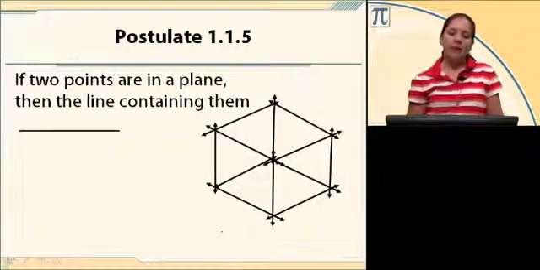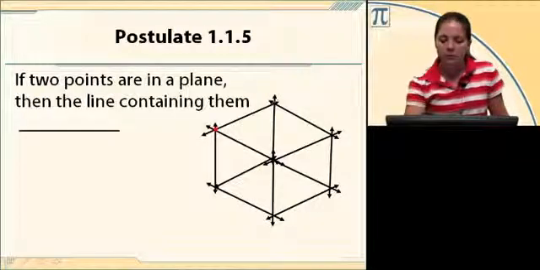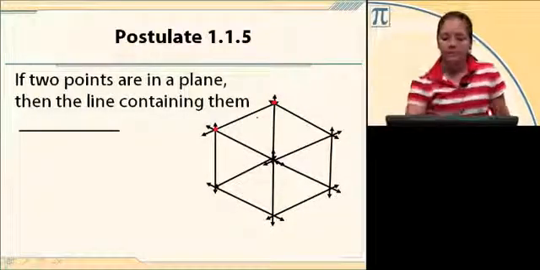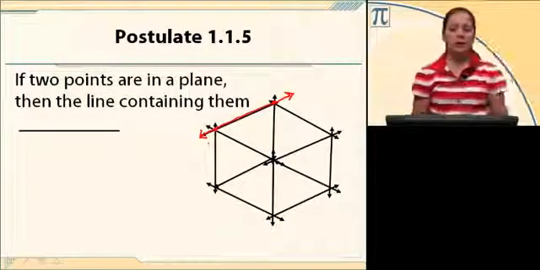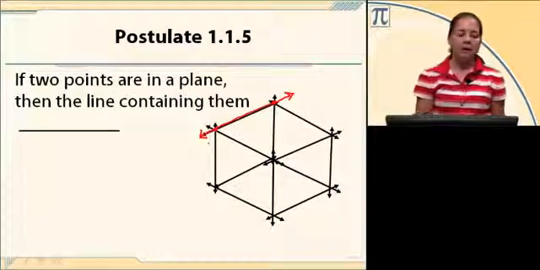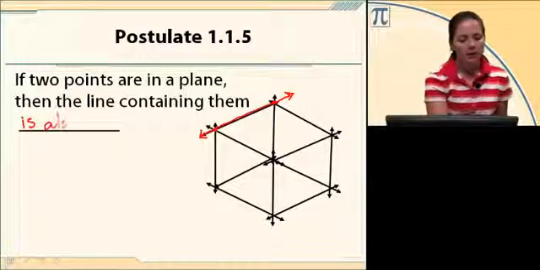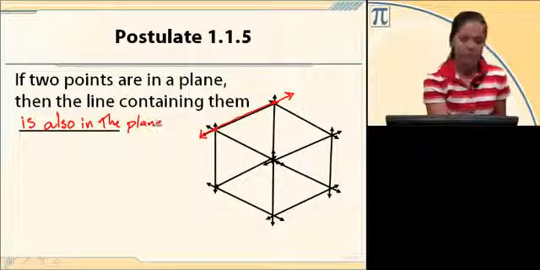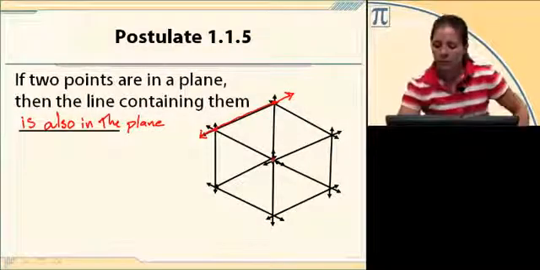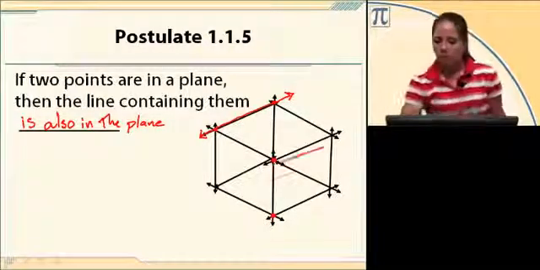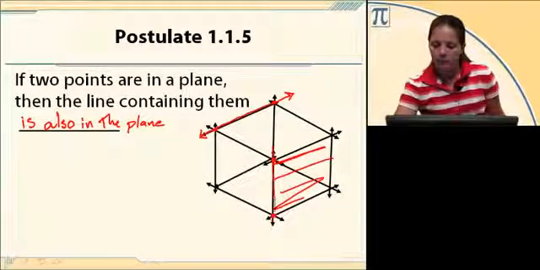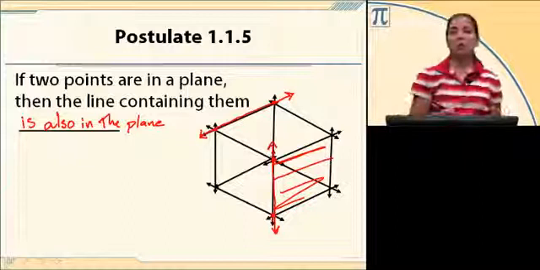If 2 points are in a plane, then the line containing them. So if I've got 2 points in a plane, these 2 points are both on that ceiling. Here, I've got the line containing them. Notice that line is also along the ceiling. So if 2 points are in a plane, then the line containing them is also in the plane. 2 points in a plane, they both share this plane. The line containing them is also in that plane.